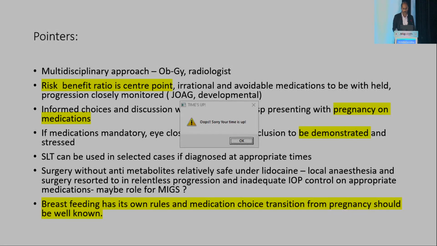So surgery without antimetabolites is relatively safer under lidocaine or local anesthesia, and it should be resorted to in relentless progression and inadequate IOP control. Breastfeeding has its own rules and medication choices, so the transition from pregnancy to breastfeeding should be well known. Thank you for your patient hearing.